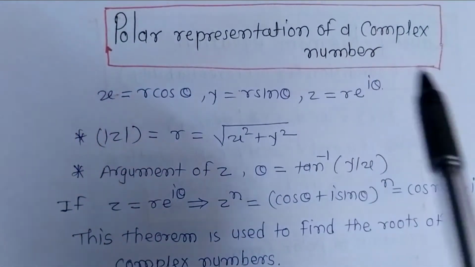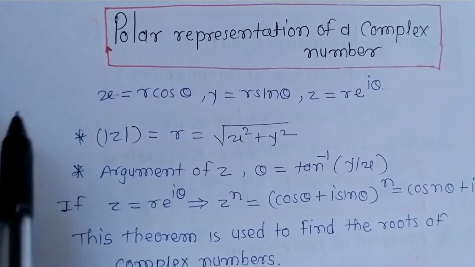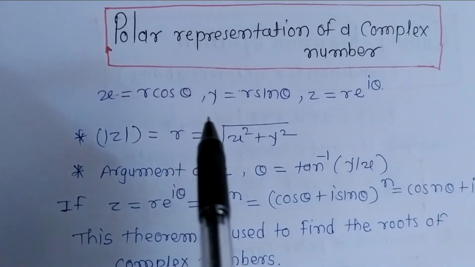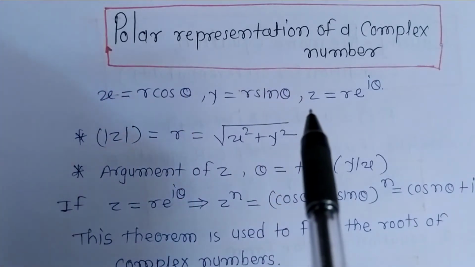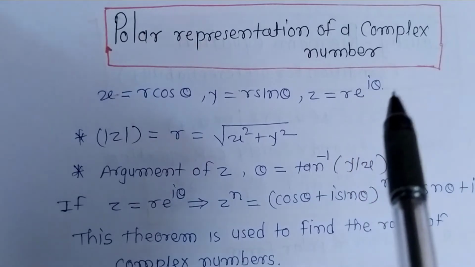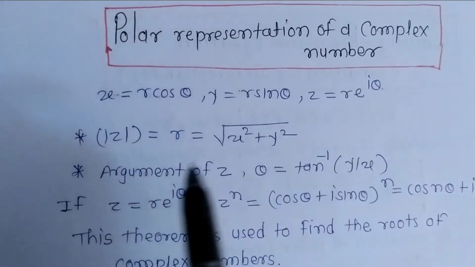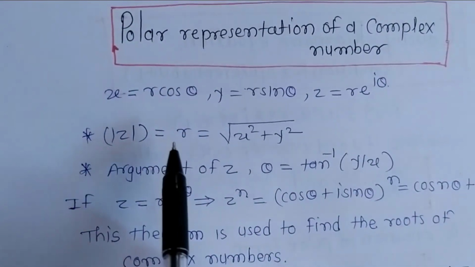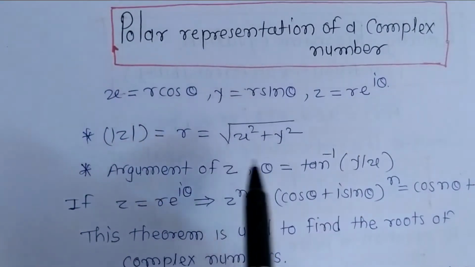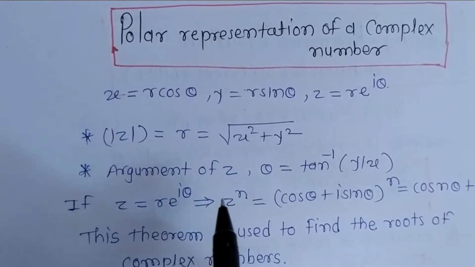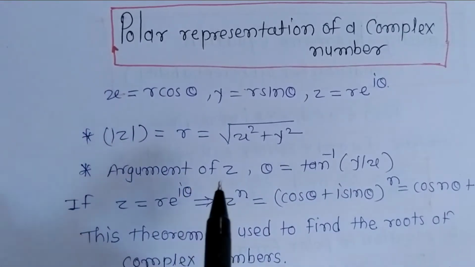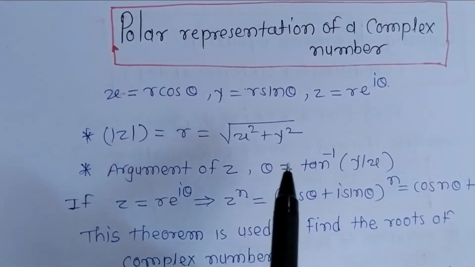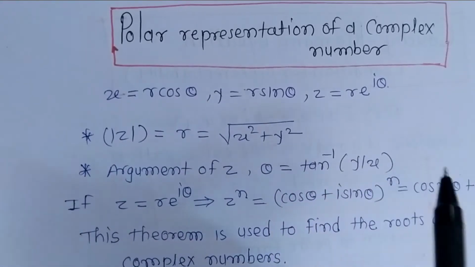Polar representation of a complex number: x is equal to r cos theta, y is equal to r sin theta, and z is equal to r e raised to i theta. Then mod z is equal to r, which is equal to under root x square plus y square. The argument of z is theta, which is equal to tan inverse y by x.